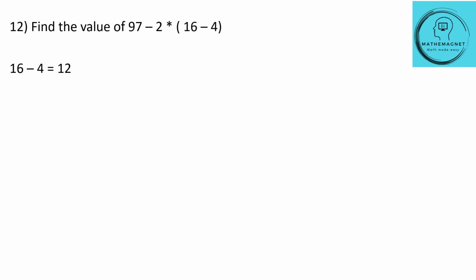So it becomes 2 into 12, which is equal to 24. The next step is addition, but we do not have any addition operation here. So the next option is subtraction. So it becomes 97 minus 24, which is equal to 73. So your final answer is 73.